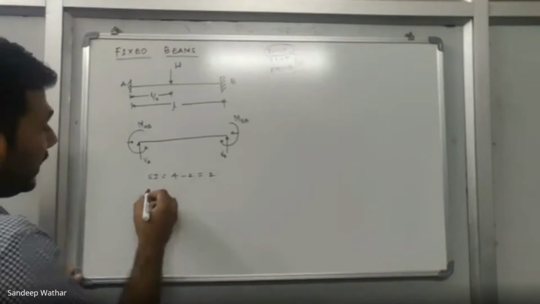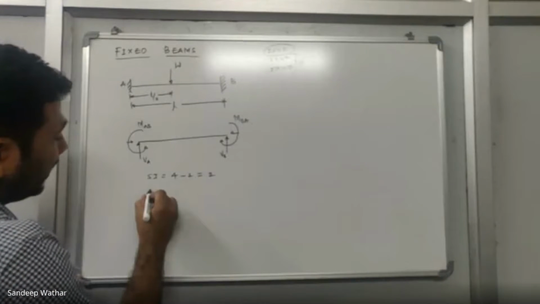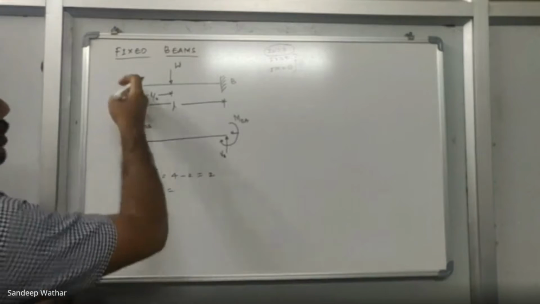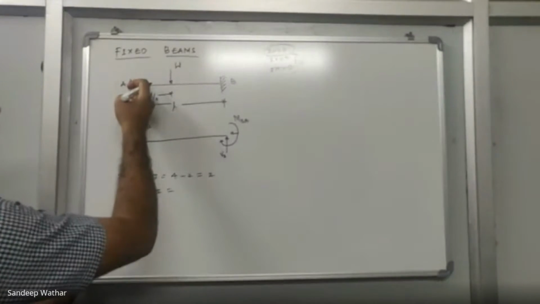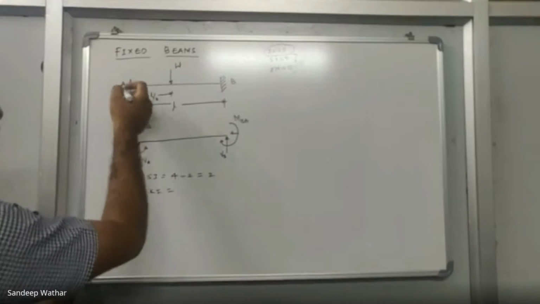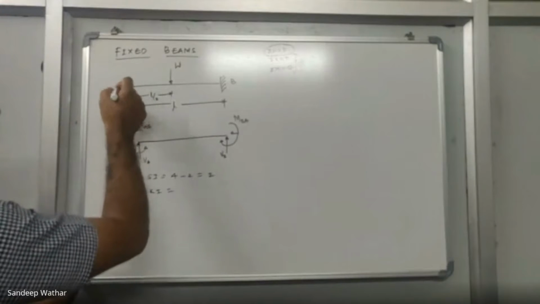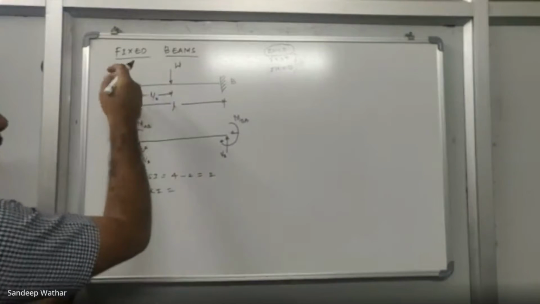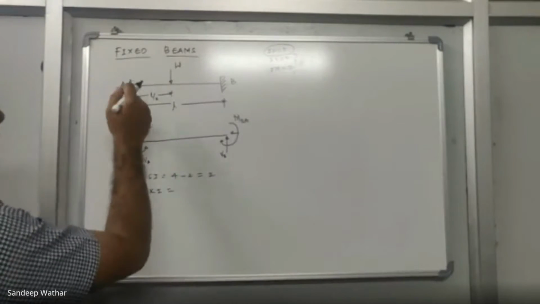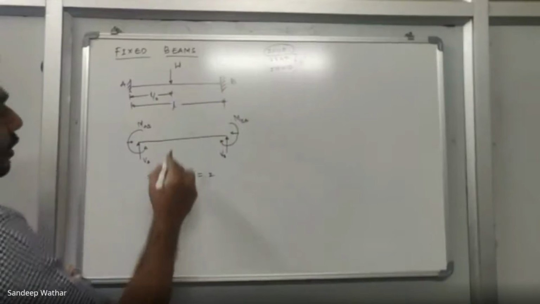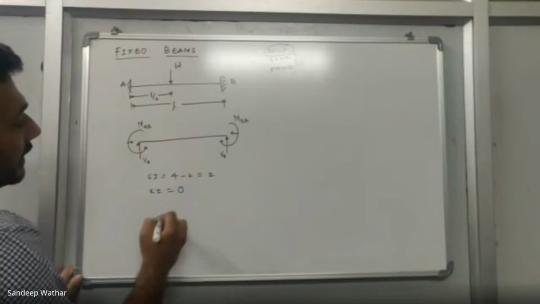Next thing I'll do is try to find out the kinematic indeterminacy. So how do you find out the kinematic indeterminacy? Let us go to the supports. At this support, can there be a rotation? No, because it's a fixed beam, so there cannot be a rotation. Again, there is a resistance if it translates in any direction. So the deflection is also 0, theta is also 0. The same is here also. So the kinematic indeterminacy in this case is 0.